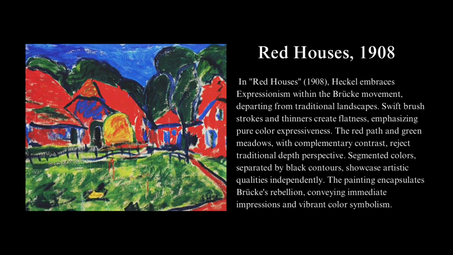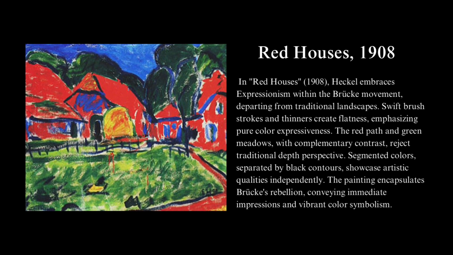In this artwork called The Red Houses, Heckel embraces Expressionism with the Bridge style. He departed from traditional landscapes with swift brushstrokes and thinners to create flatness, emphasizing only pure color. The red path and the green grass with complementary contrast reject the traditional depth perspective. The colors separated by black contours showcase artistic qualities independently.